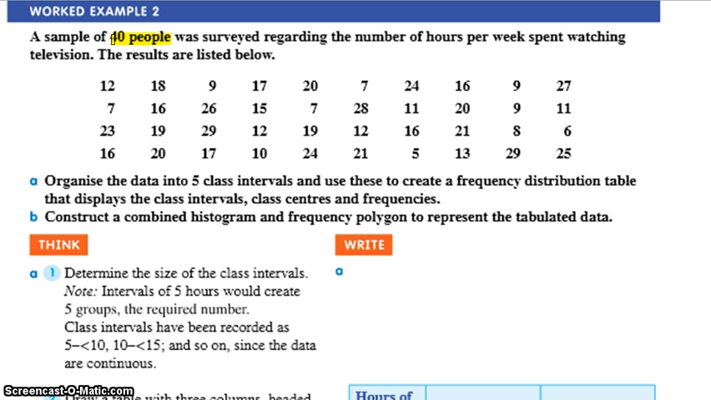part A. They won't often do this in questions, but they have here. It says organise the data into 5 class intervals and use them to create a frequency distribution table that displays the class intervals, class centres and frequencies. So all of a sudden, they've told us what columns to use: class intervals, class centres, frequencies. Happy with that? Okay, so how are you going to work out what the classes are going to be?